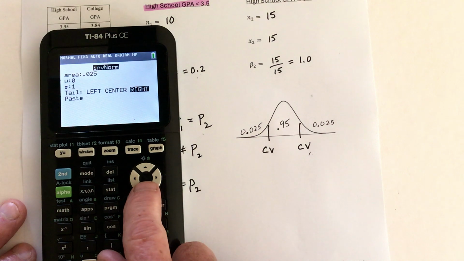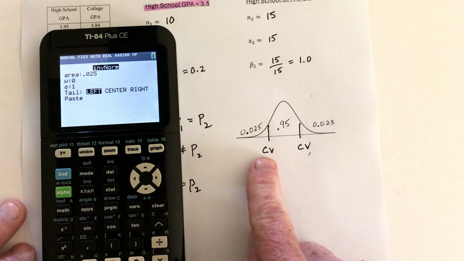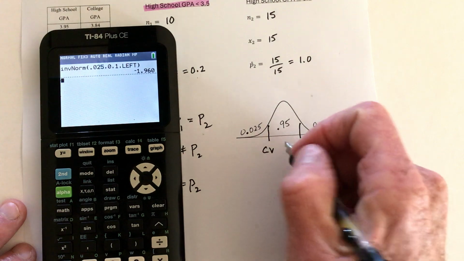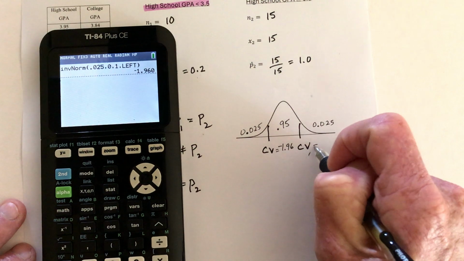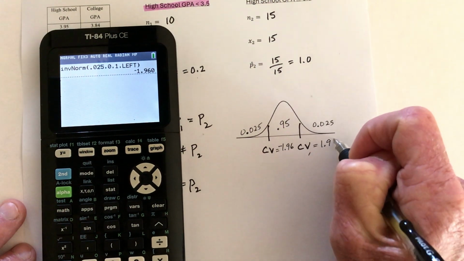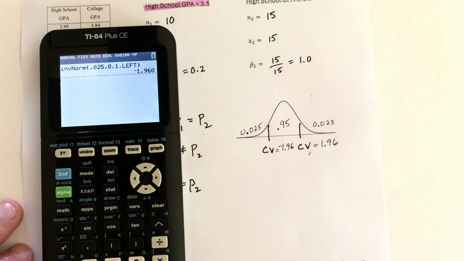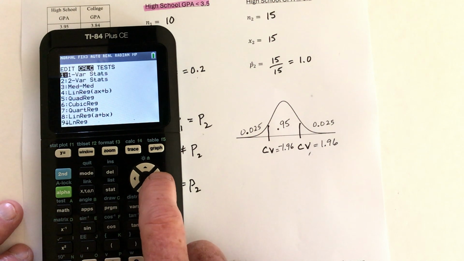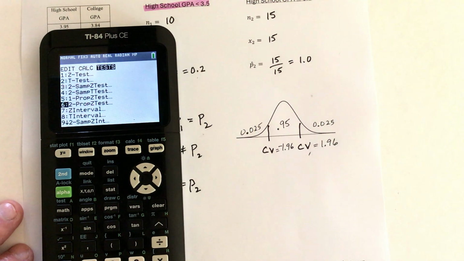Just leave the mean 0 and the standard deviation 1, and then you can tell it what's the left tail. And I just need to press enter. So that is negative 1.96. Because the graph is symmetric, the other side will be positive 1.96. There are the 2 critical values. Now for the test statistic. So go to stat, over to test, and then this is 2 proportions. So that's going to be number 6, the 2 proportion z-test.